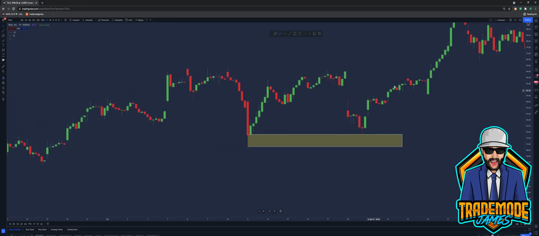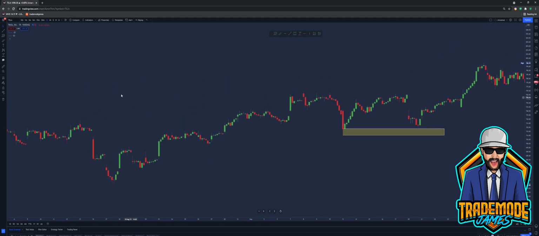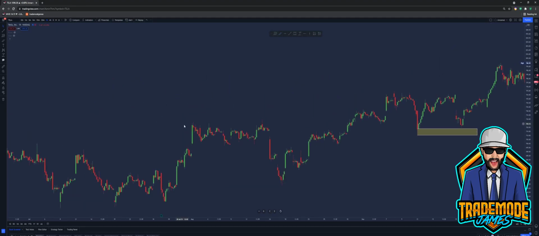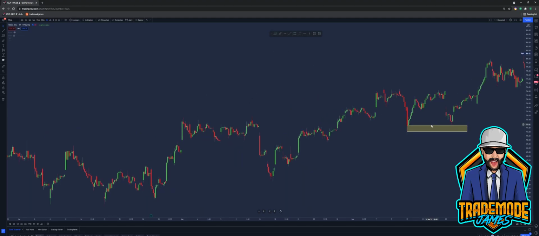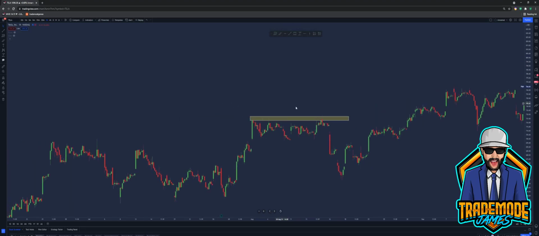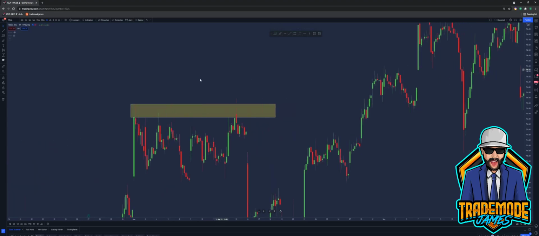I highly recommend you guys go to your charts and just draw these zones and find these supply and demand zones because they work. All right, this is another great example right here of a supply zone. And this one was quick. This one was quick.